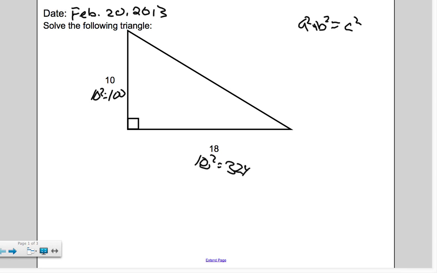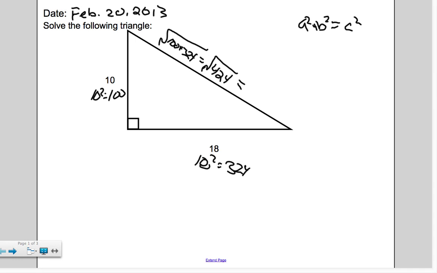So this is going to be the square root of 100 plus 324, which is the square root of 424. So when we leave our radicals in exact form, it's the square root of 424, but can we simplify that? Does simplify mean just take the square root to get a decimal answer?